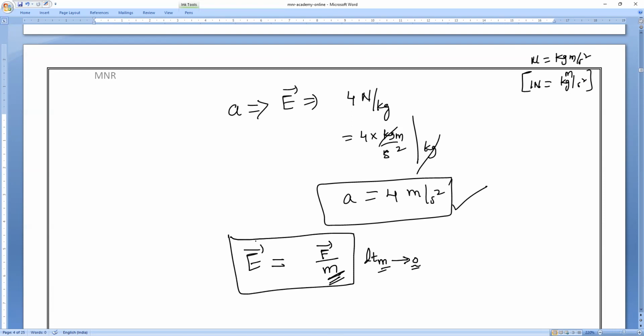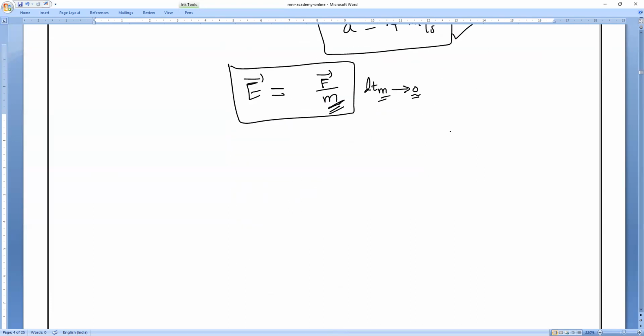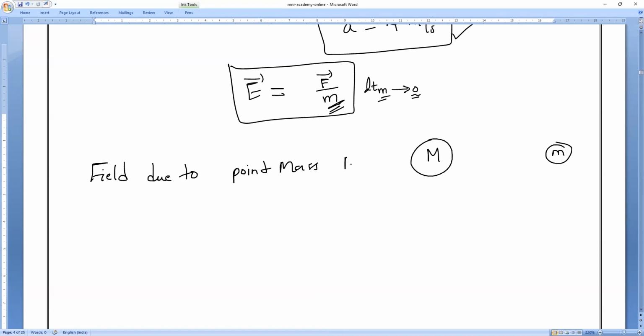Now, this gravitational field due to a point mass M. Let me take a capital M. Let us calculate how much it is. We have two masses: one is capital M, another one is small m. Now we are going to see the field due to point mass capital M. If I take two bodies, one body is capital M, another body is small m. So this is a capital M and this is a small m.